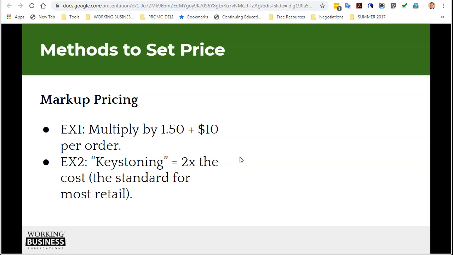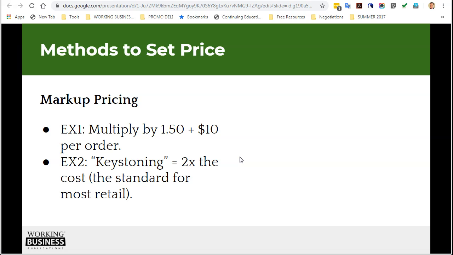This is where you don't do a markup of $10 per order, but you just simply mark it up double what it is. This is the classic retail store. This is what most retail shops do traditionally. And this is why they kind of got into trouble with Amazon, because Amazon did a different markup pricing.